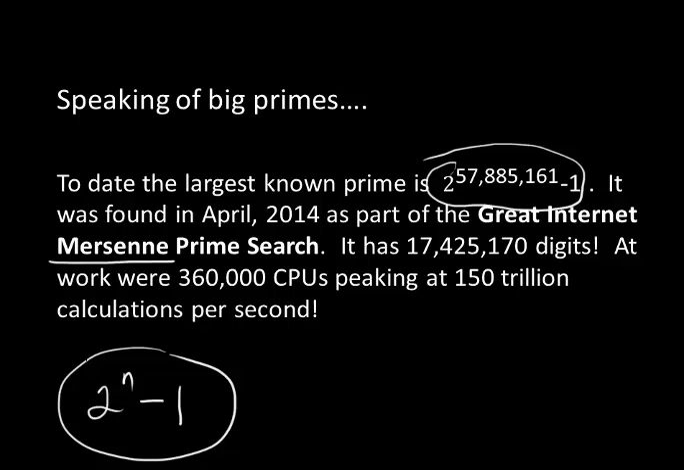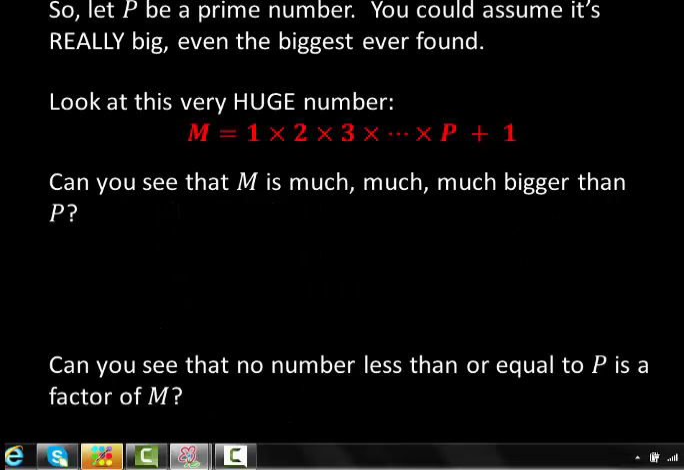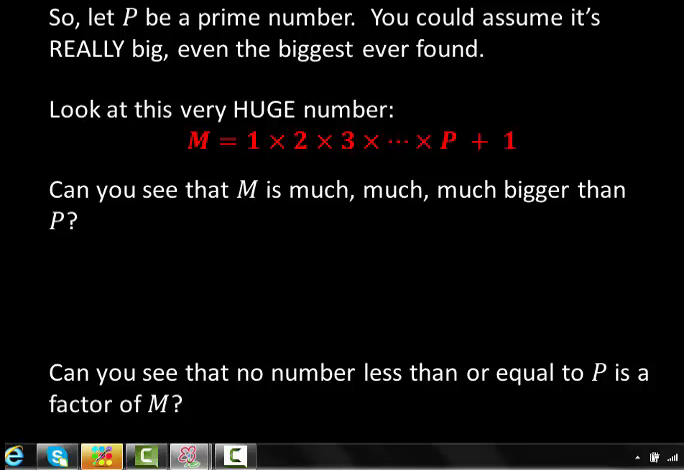This number has 17,425,170 digits. And in order to find this number, it took 360,000 central processing units, peaking at 150 trillion calculations per second. I thought that was really amazing. But again, you're not going to be tested on this. I just thought you might be interested.